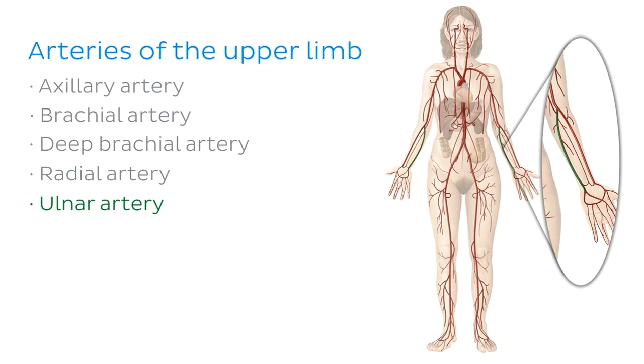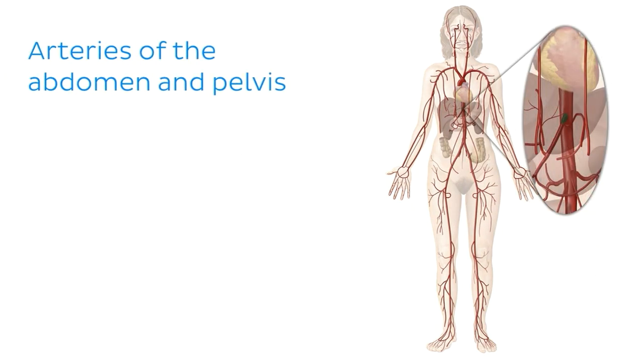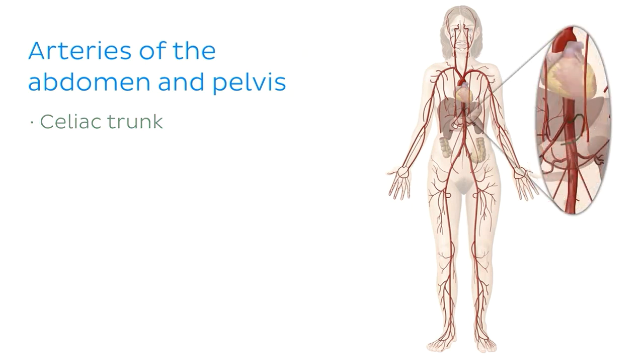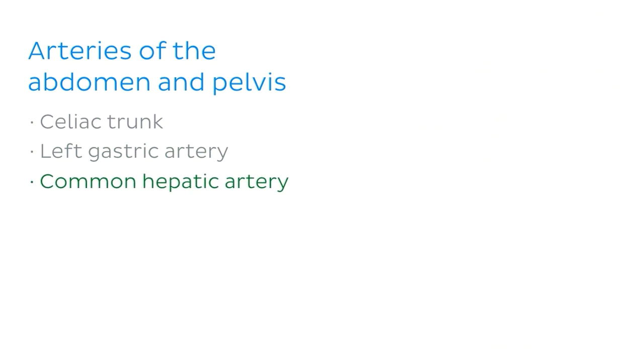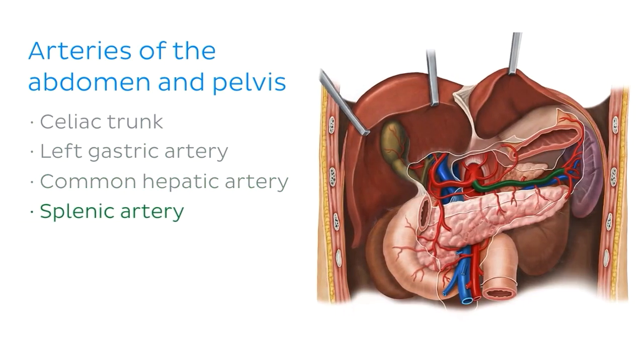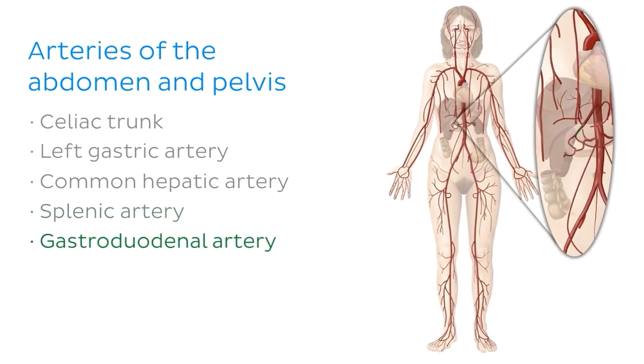And once we were finished with those, we went on to talk about the arteries of the abdomen and the pelvis, which included the celiac trunk, which is the first of 3 unpaired branches of the abdomen and the pelvis. We then looked at the left gastric artery, which is the first branch coming off the celiac trunk. Then we looked at the common hepatic artery, which does not directly supply the liver. We looked then at the splenic artery, which supplies the spleen, as its name suggests. Then we looked at the gastroduodenal artery, which arises from the common hepatic artery.